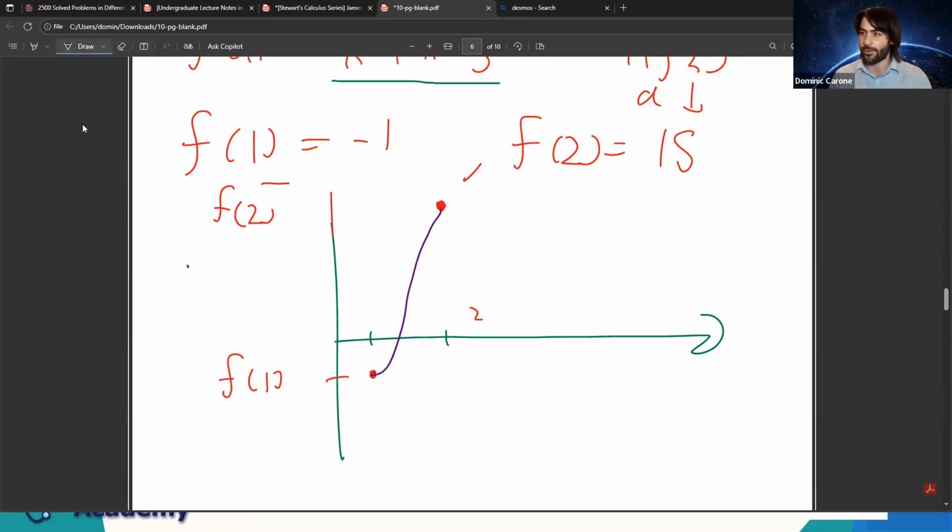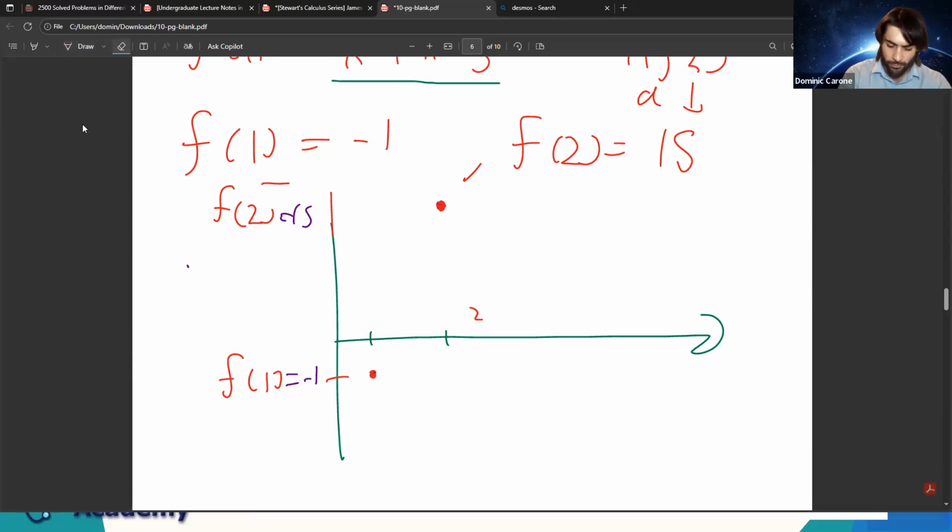That's what the intermediate value theorem is saying. Intermediate means in between, meaning to go from f of 1, which is -1, to 15, I have to go through every single number between -1 and 15 at least once. That's right, at least once. It could have 2 zeros for all we know.